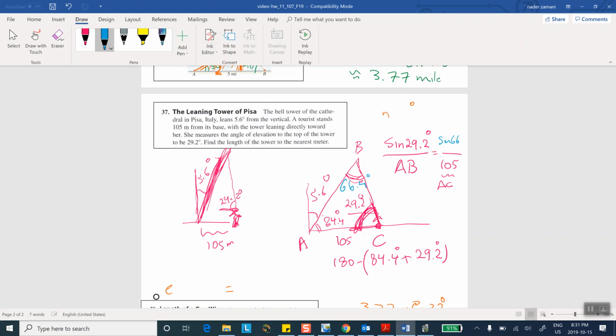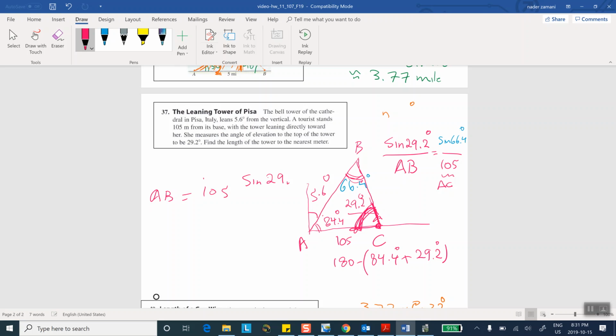Sine of 66.4 degrees. So now we're going to find the length AB, the length of the tower. Okay, so let's do that. So AB is equal to 105 sine of 29.2 degrees divided by sine of 66.4 degrees. So let's work it out.